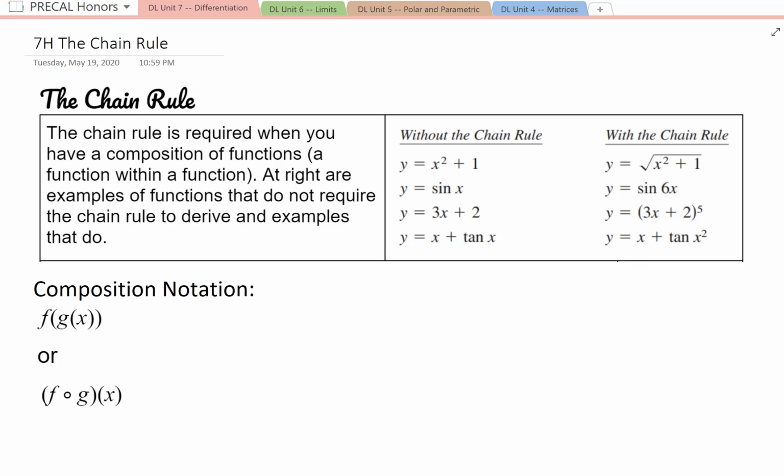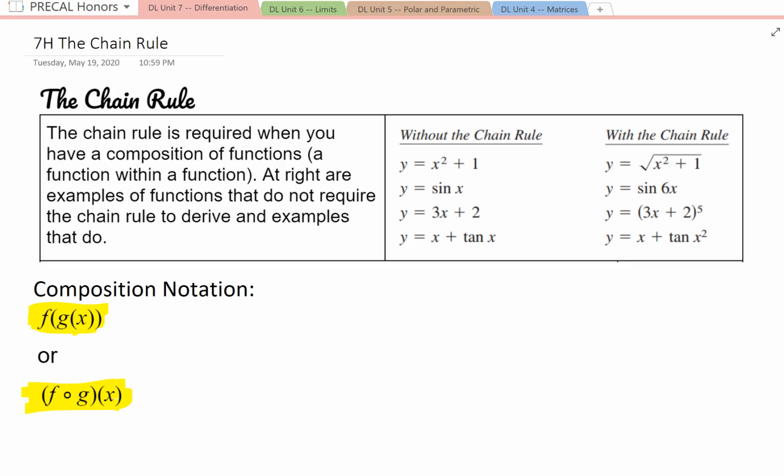The chain rule is required when you have a composition of functions, a function within a function. Notation for that can be seen down here. So you say f of g of x, or f composed with g with respect to x. At right, there are examples of functions that do not require the chain rule to derive and examples that do require the chain rule.